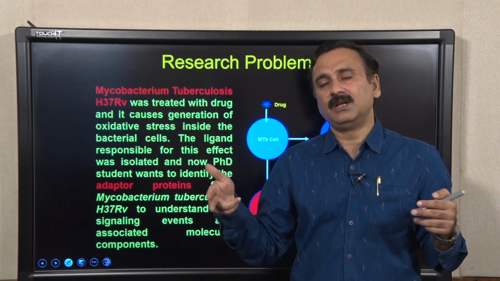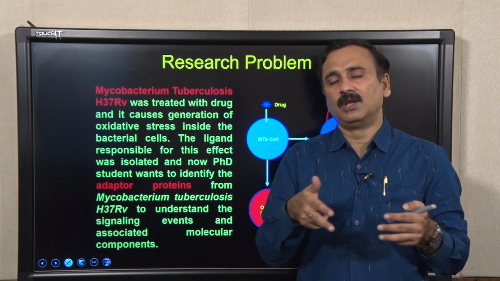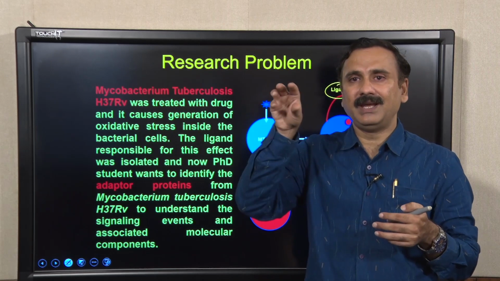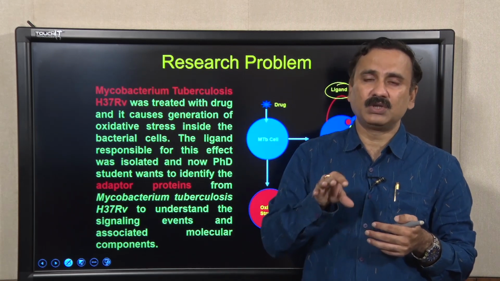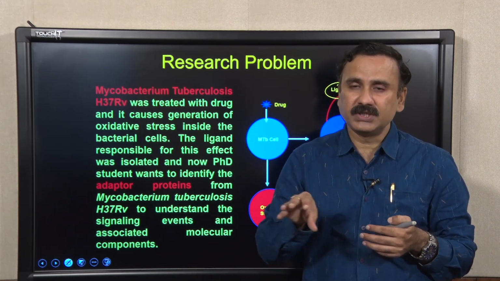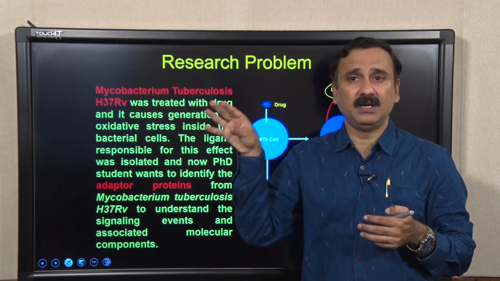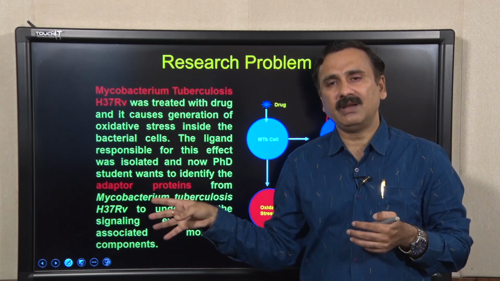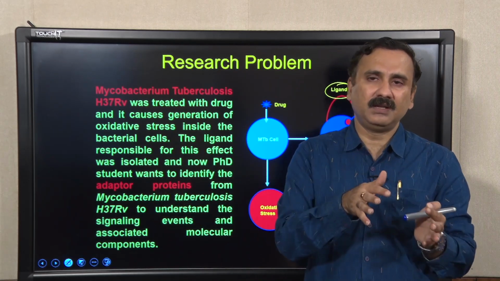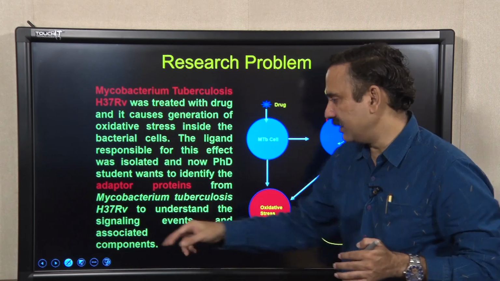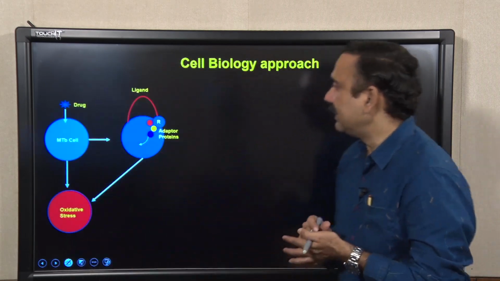So, how to get the information about this? What you can do is take the adapter proteins and use cell biology techniques. First, you can utilize immunological techniques and generate the antibodies. If the antibodies are already available from a commercial vendor, then it is fine, otherwise you can generate the antibodies and process them.